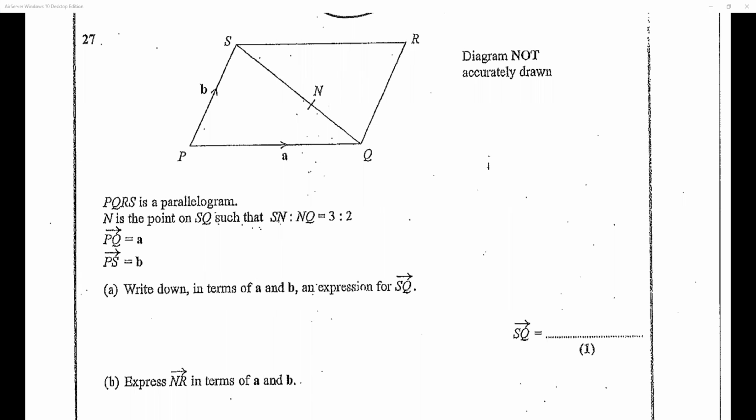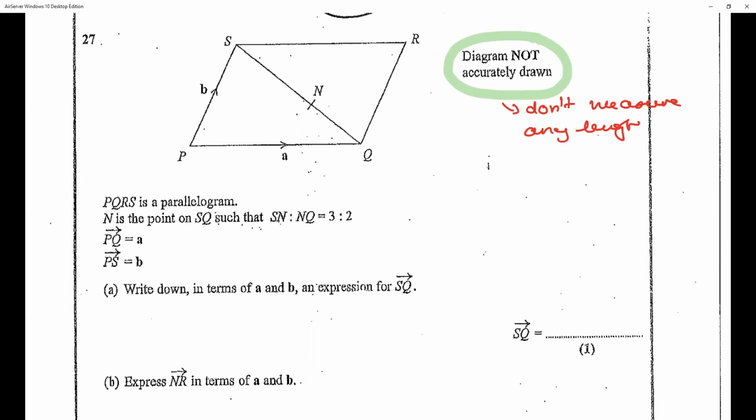You can use a route. You go from S to P, and then from P to Q. Okay, so you need to read first of all the key things. What does this statement here mean? Diagram not accurately drawn. Basically it means don't measure any length with a ruler. Okay, don't measure it. Now let's start reading the first line for me, please.